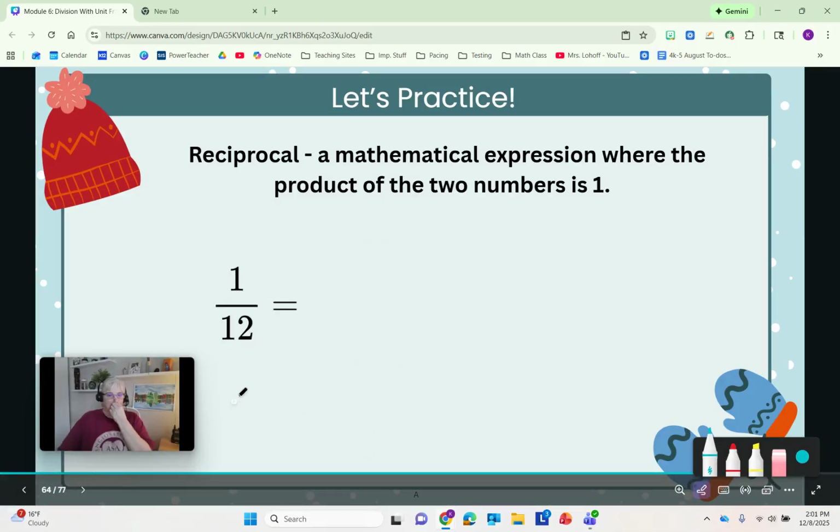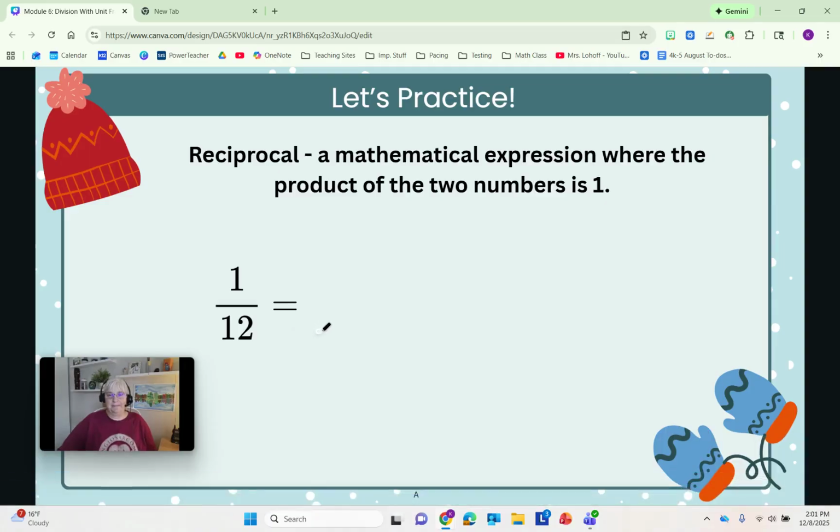All right, how about this one, 1/12? What will the reciprocal be? It will be 12/1. Because again, if we take our original 1/12, multiply it by its reciprocal or flipped number, we get 1 times 12 is 12, and 12 times 1 is 12. Same number on the top and the bottom is 1.